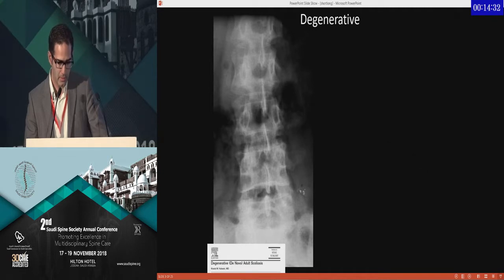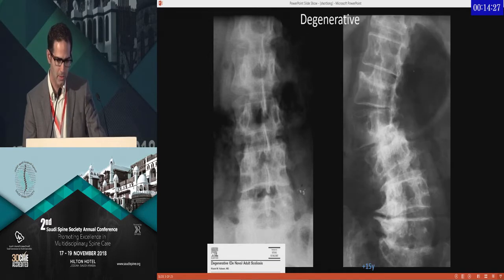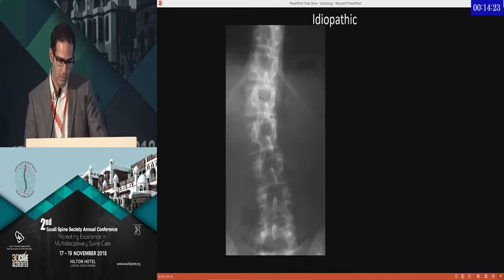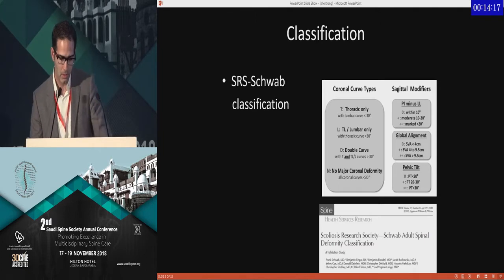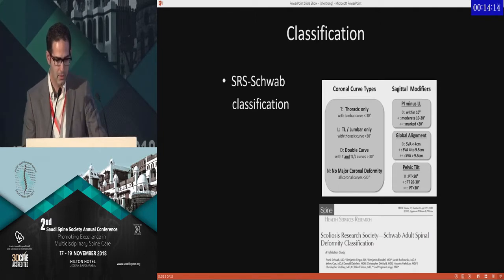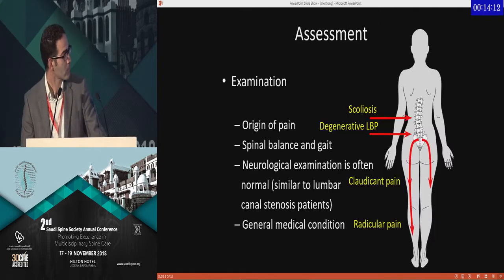As Dr. Sulaimani said, mainly we have two types of adult spinal deformity or adult scoliosis. It's either the degenerative type that comes with aging or the old idiopathic scoliosis that evolved over the course of time. So the main classification that is used is the SRS-Schwab classification.